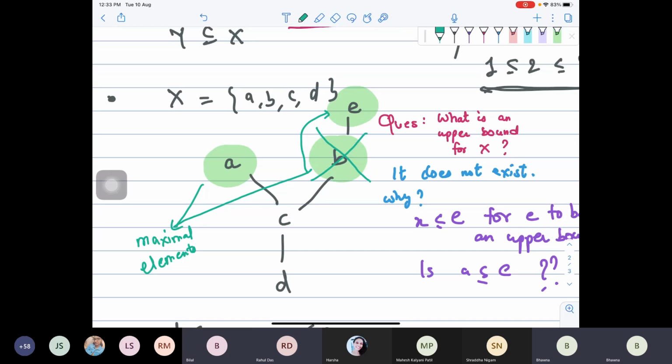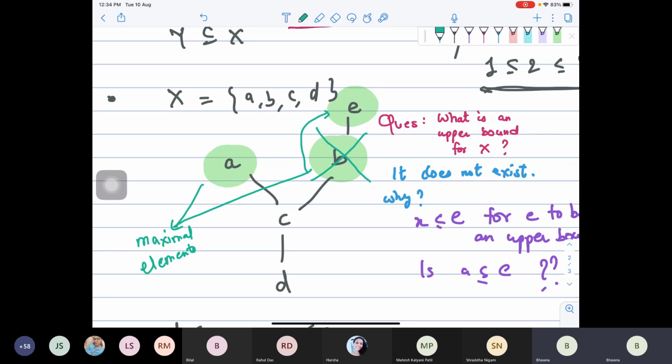Ma'am, if the set is empty, then what do we say about the maximal and minimal elements? See, if we have an empty set, how will you define a relation? If we do not have a relation, then it is not reflexive, antisymmetric, transitive. If we do not have a relation, then it is not a poset.